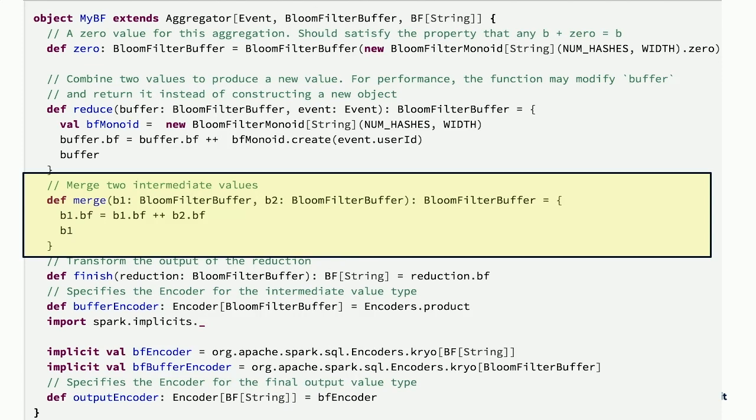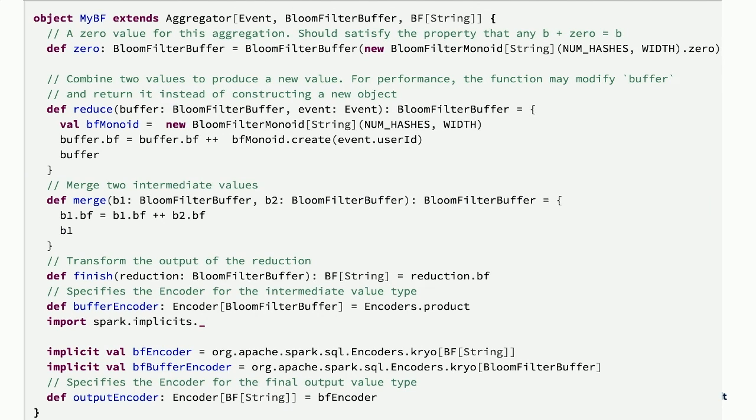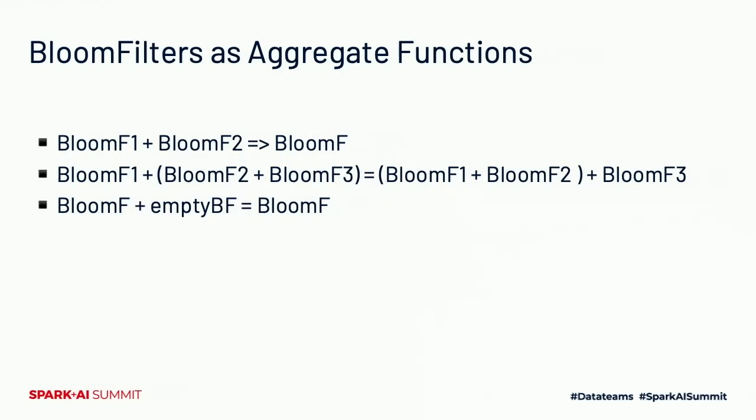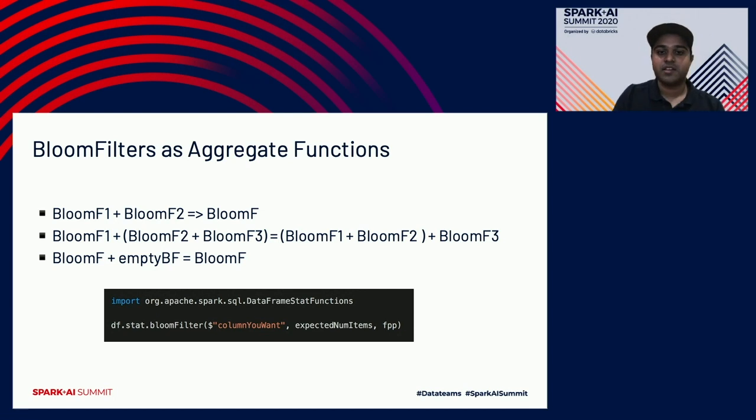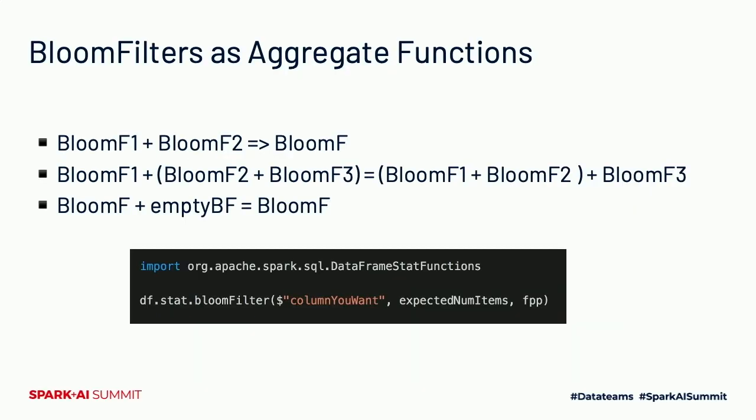So now that we've seen how monoids help in aggregations and how we're able to express a Bloom filter as a Spark aggregate, we can easily see that it becomes trivial to express it as an aggregate function to use on top of our data frames. But the good thing is Spark already took care of it in a way. Using the data frame stat functions, they already have a Bloom filter implementation. So all I need to do is call Bloom filter on whatever column you want with the extra settings, and you can create a Bloom filter for it. No worries.